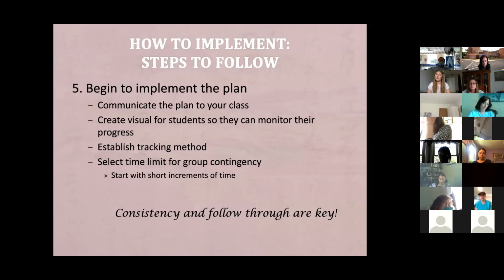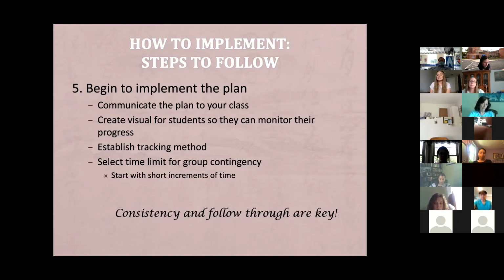You also want to create a visual for your classroom so the students can track their progress. So establishing a tracking method is important to have ready to go. Are you going to be taking tally marks on these behaviors? Is it going to be like a yes or no chart? And make sure that it's in an area of the classroom that the students can easily see. That way they know how much more they need to do. They know where they stand as far as the criteria. It's also another set of motivation for the students to really engage in these positive behaviors that we want to see or decrease these negative behaviors.